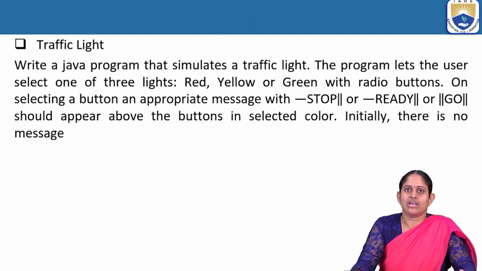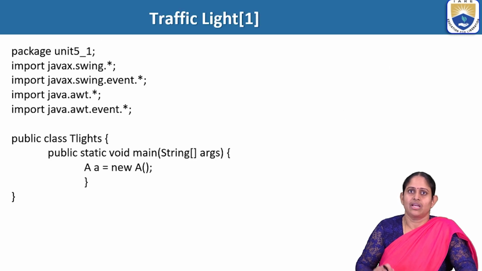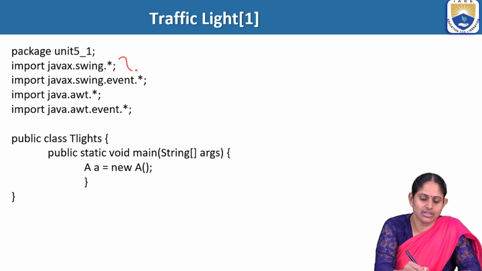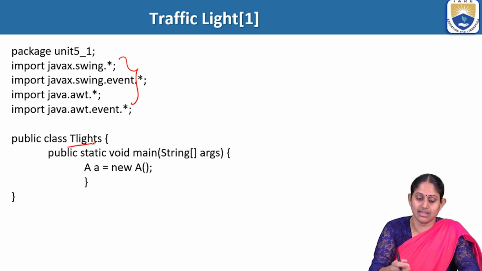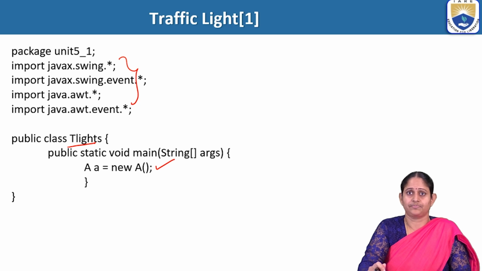We are writing a Java program that simulates a traffic light. The program lets the user select one of the 3 lights, red, yellow or green, with radio buttons. On selecting a button, an appropriate message with stop, ready or go should appear above the buttons in the selected color. Initially, there is no message. So for that, again, we are importing all these packages, and the class which contains main is TLights, and we are creating an object of the logic class.